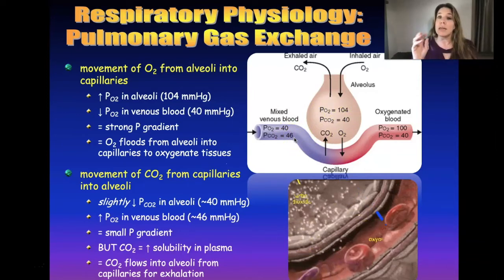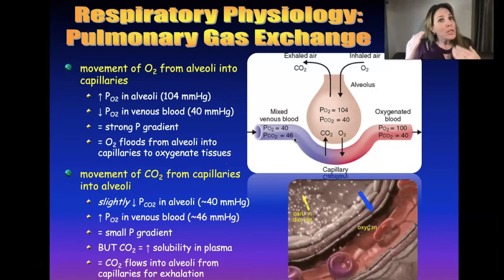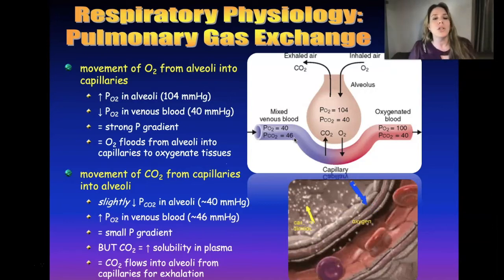So the carbon dioxide naturally wants to move out of the blood and into the alveolus. However, why is it still able to happen fast, given that that pressure gradient isn't as big as it was for oxygen? Well, let's not forget about Henry's law.